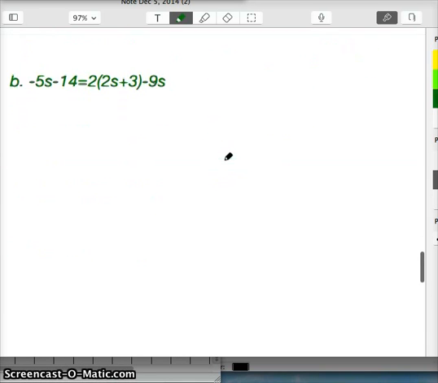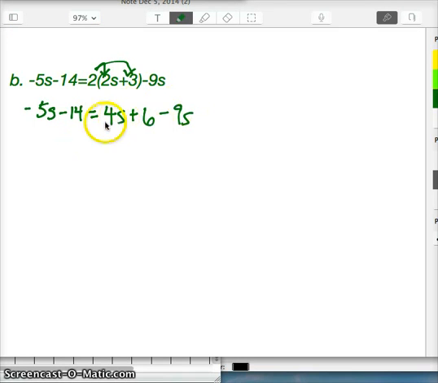Our final example, let's go ahead and do the thing. We're going to distribute here and simplify. So we need to join our 4s and our negative 9s right there. Now that we've got this, look carefully. You've got a negative 5s minus 14 is the same as a negative 5s plus 6.